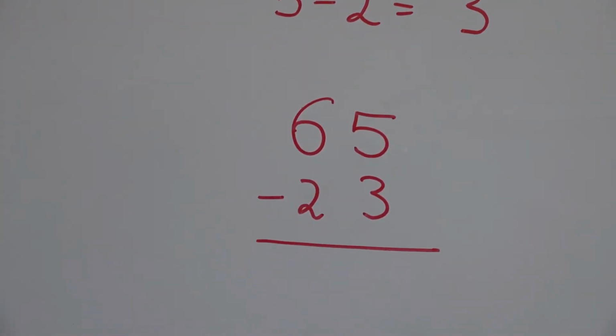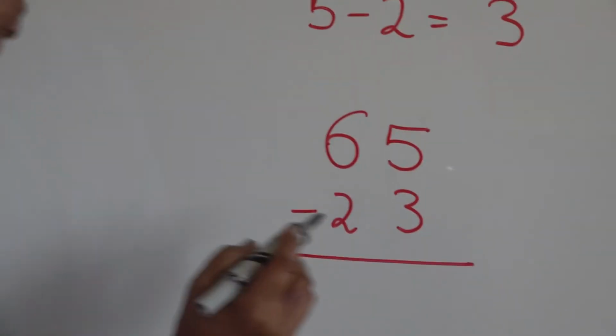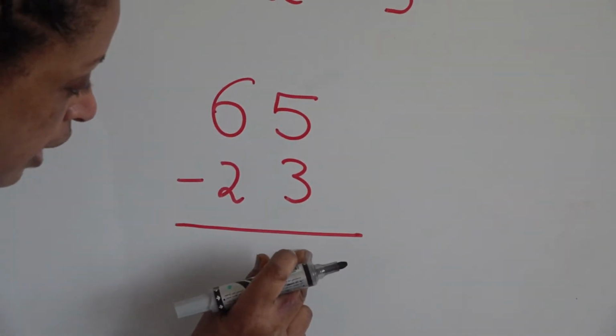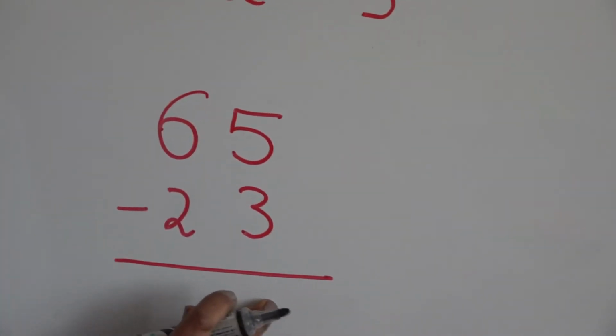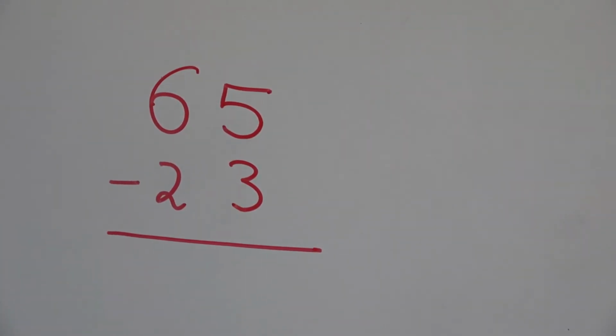We always hold on each number when we write the answers. Okay? We don't write this answer here. We go down and write the right answer under here. 5 minus 3. 5 minus 3.